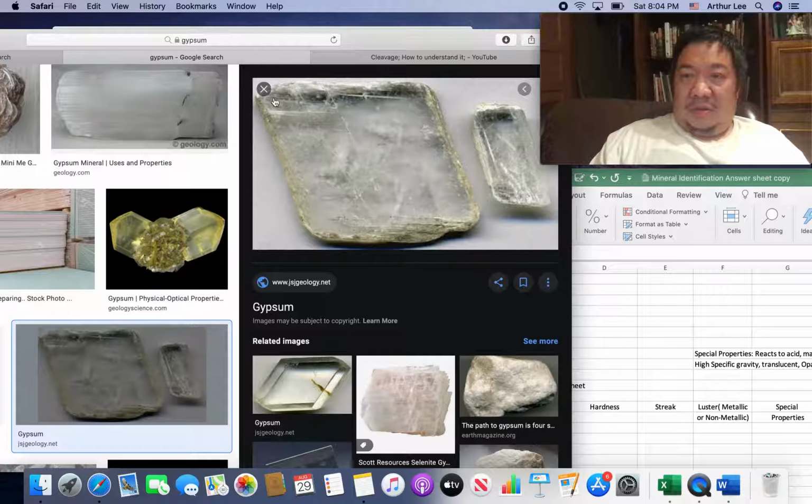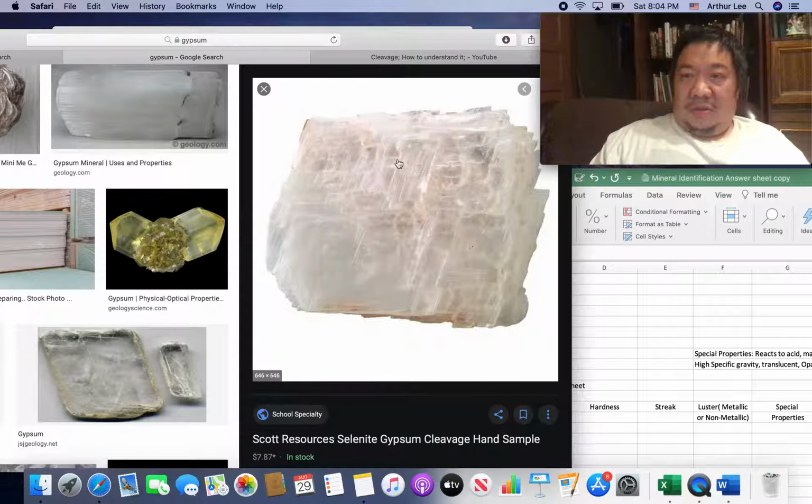Does it have good cleavage? Yes, you can see it has excellent cleavage. It breaks in a predictable way. See those flat planes? So gypsum has good cleavage. You can scratch it with your fingernail. It will not scratch glass. It's semi-translucent to translucent. Non-metallic luster. This doesn't look like a metal, does it?